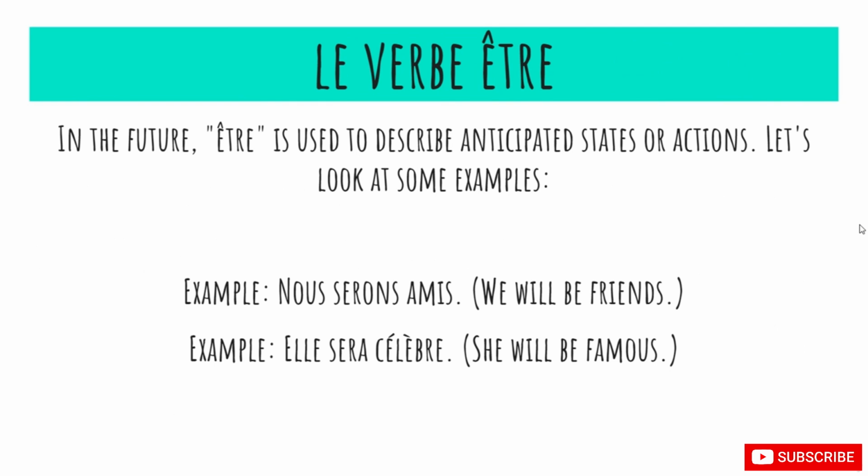In the future, être is used to describe anticipated states or actions. Let's look at some examples. Nous serons amis. We will be friends. Elle sera célèbre. She will be famous.